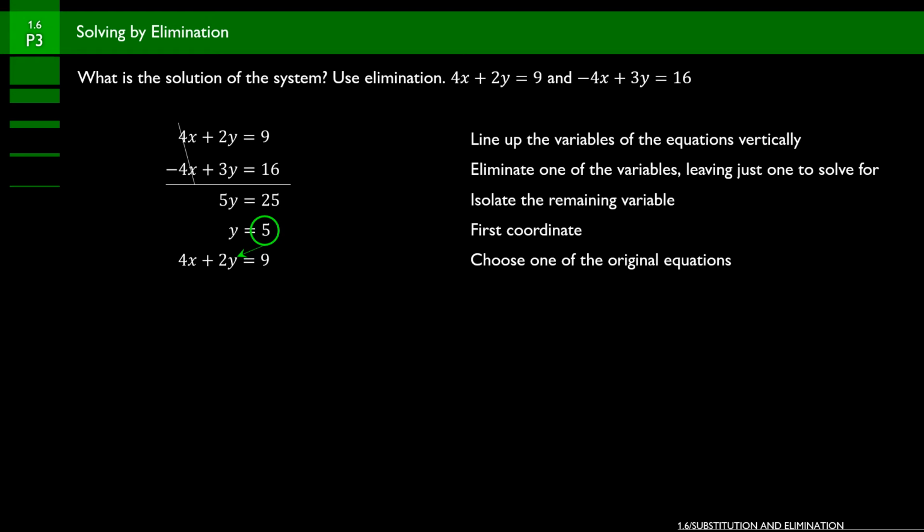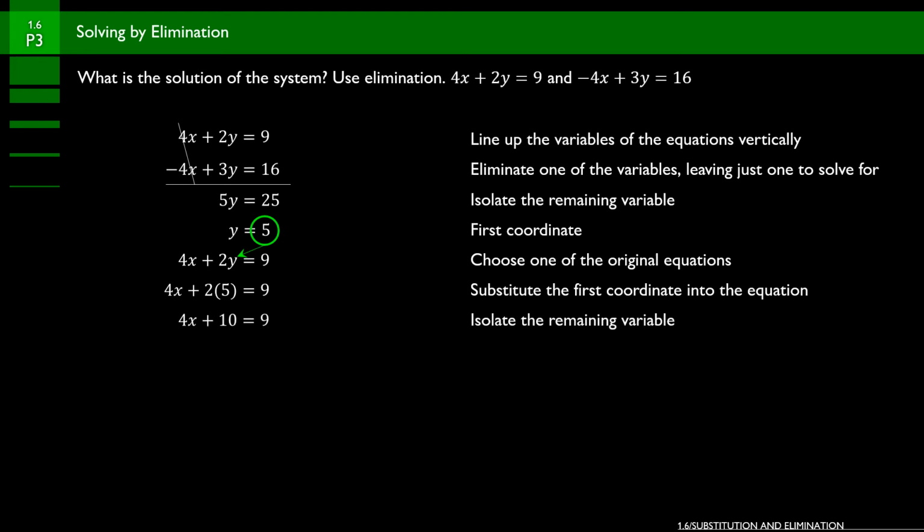We're going to have 4x plus 2 times 5 equals 9. Go ahead and work out your math, and you've got 2 times 5 is 10, so 4x plus 10 equals 9. Subtract the 10 over, you're left with 4x equals negative 1, and then you've got x equals negative 1/4 once you divide out the 4. So now that we've got x equals negative 1/4, we've got both our x and our y values. We set them up as an ordered pair, negative 1/4 and 5. Again, go back and check.